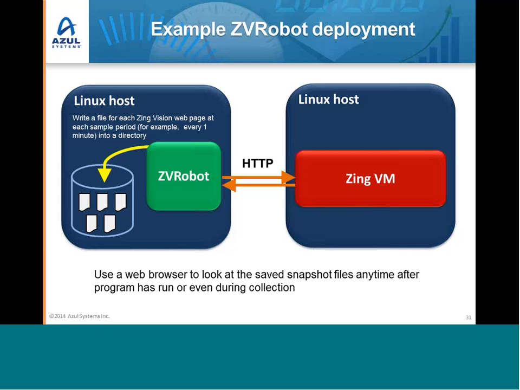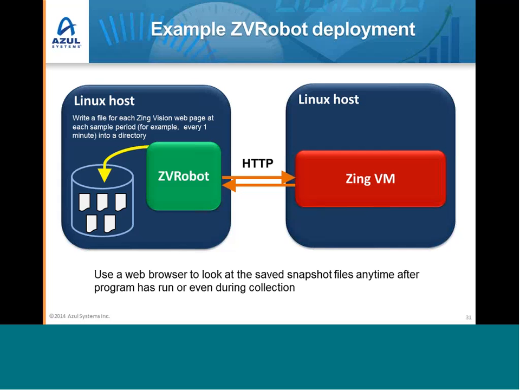The next area that we're going to cover is the ZV Robot, and we've mentioned ZV Robot previously. ZV Robot connects using HTTP, and it's a running process that you simply start on either the Linux host where the Zing VM is running or on an additional Linux host. In this case, I've started it on another host connected through HTTP to the Zing VM. And you configure the ZV Robot through a properties file.